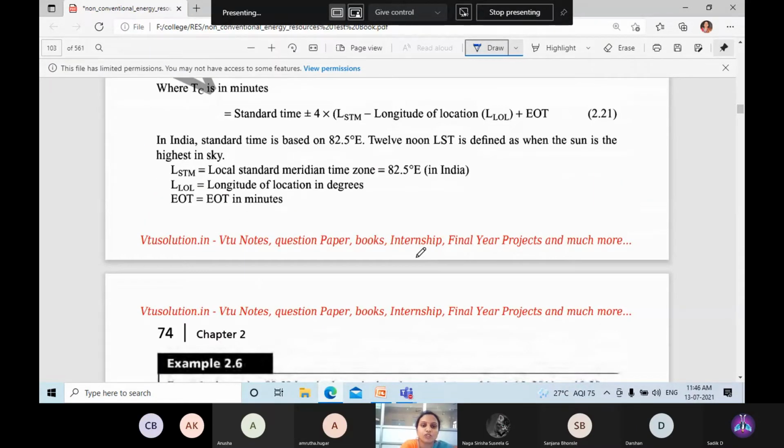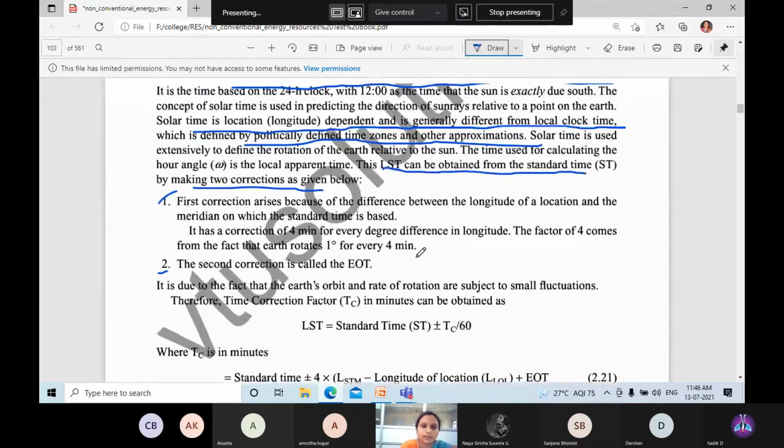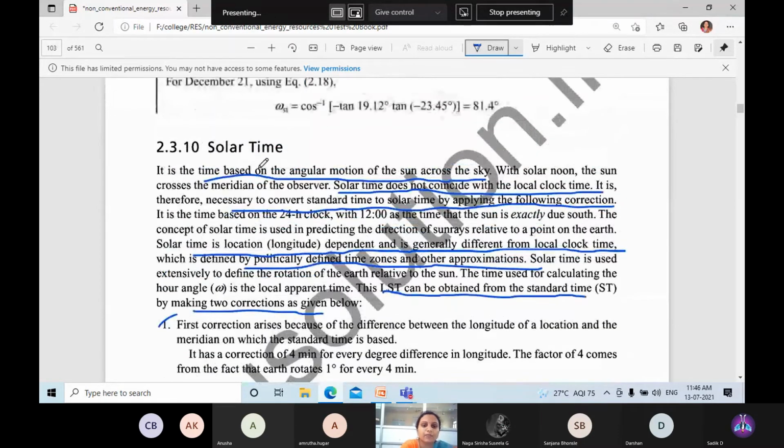Right. Today we shall discuss solar time. This is solar time here. It is a time based on the angular motion of the sun across the sky. Okay, what is solar time? It is a time based on the angular motion of the sun across the sky.